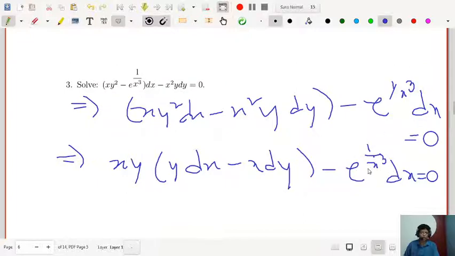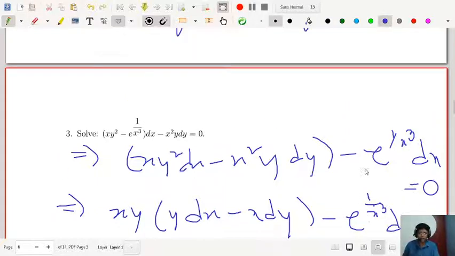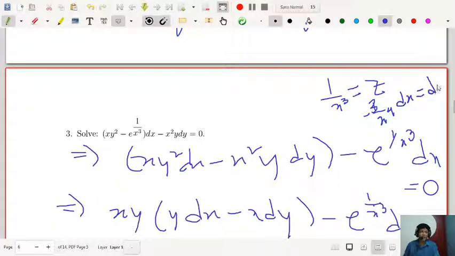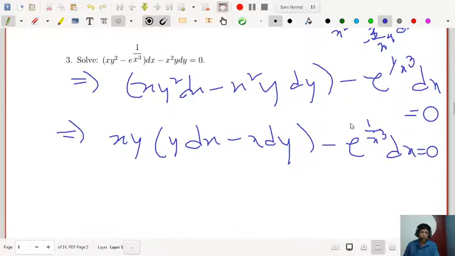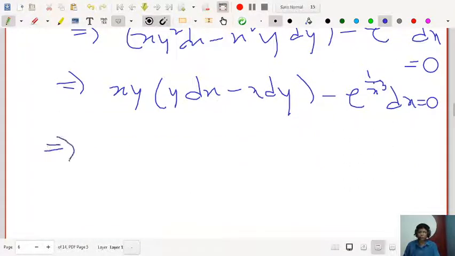So you need for this table, and before that you just need to substitute this 1 by x cube, because what actually you want to integrate it, if you want to integrate it, you need a factor, you need a multiplying thing. So if you substitute 1 by x cube, what is the result of that? If you substitute 1 by x cube as z, then that will be minus 3 by x to the power 4 dx, right? So you need a 1 by x to the power 4. You need a 1 by x to the power 4 here. So let us multiply with 1 by x to the power 4 throughout.